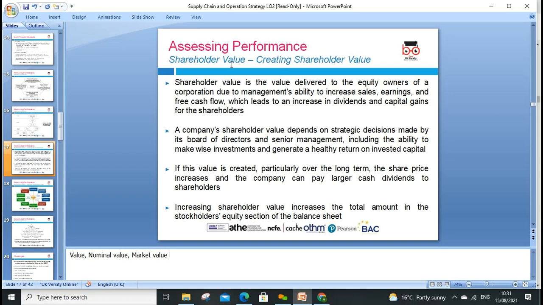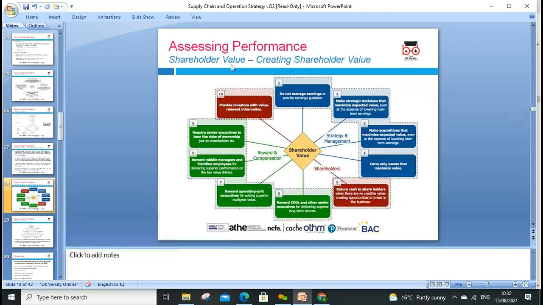Yes, the nominal value means the face value of the share, which is written. Maybe the share is £2, but actually the market value can be 100 or 1000. So whatever the registered share value, we need to look at the market value. We are creating value for the customer. If we do bad things, that can decrease the value.